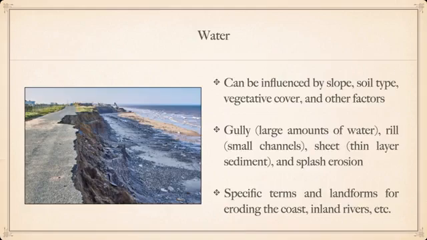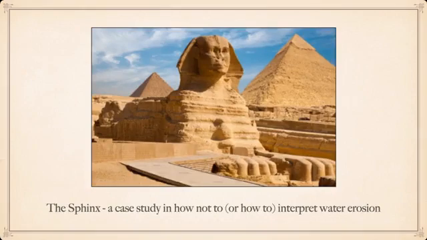Now, there are specific terms and landforms for the effect of water erosion on the coast, inland rivers, various other bodies of land and where they're located, and each and every one of them relates to it in turn.